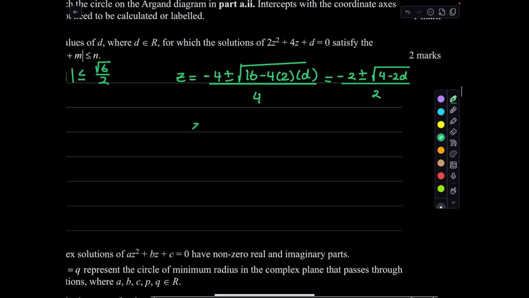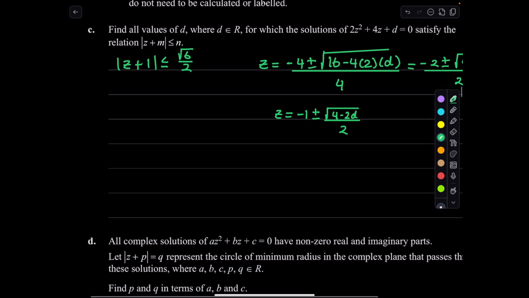So our solutions are overall z is equal to, what's -2 divided by 2? It's -1 plus or minus the square root of 4 minus 2d, all over 2. So can you see how I just simplified it? Okay.